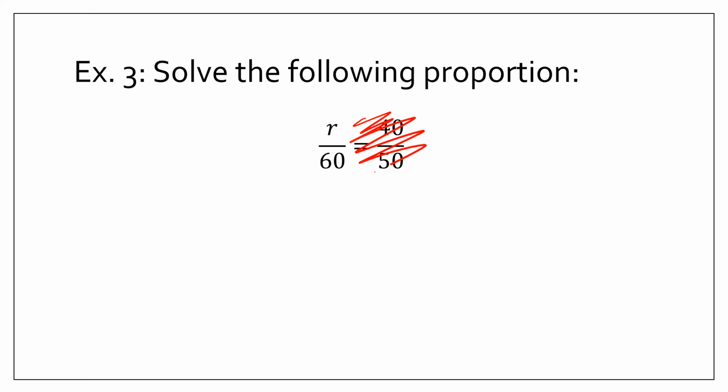If I need to get the r by itself, what do I need to do? I need to multiply by 60. That'll cancel the 60s and leave me with just r. But if I do that to one side, of course, I need to do that to the other side as well. And let's do some pre-reducing here. First of all, let's look at this fraction. If I have 40 over 50, isn't that going to reduce to 4 over 5? Like I divided the top and the bottom by 10.